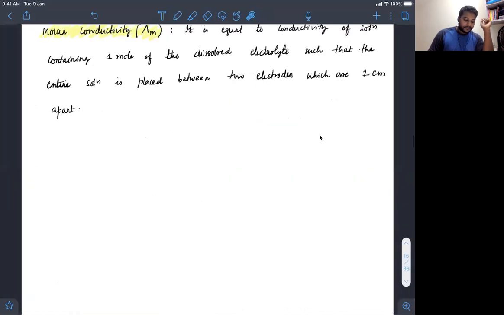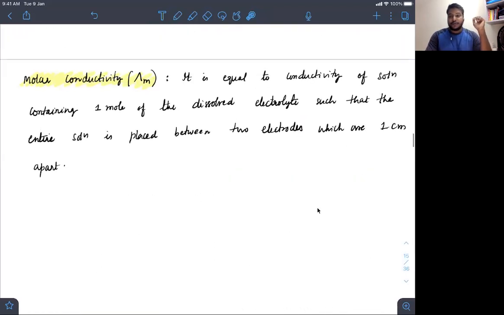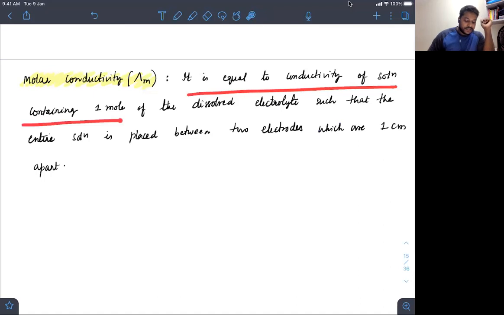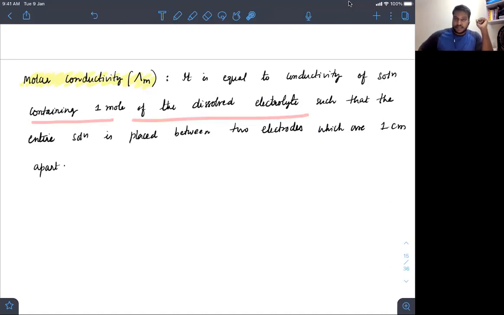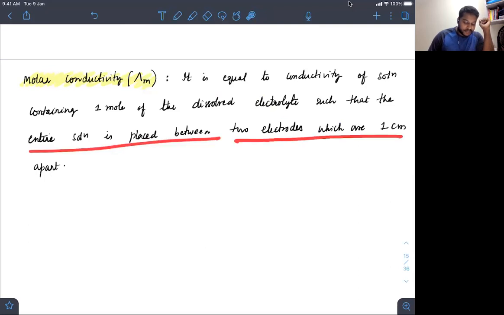Clear? Now let us see what this molar conductance is, because there is always a slight difference between specific conductance and molar conductance. I've written it as a definition first. We'll try to understand the definition and then we'll go to the derivation. See, it is equal to the conductivity of a solution containing 1 mole of a dissolved electrolyte, such that the entire solution is placed between two electrodes which are 1 centimeter apart.